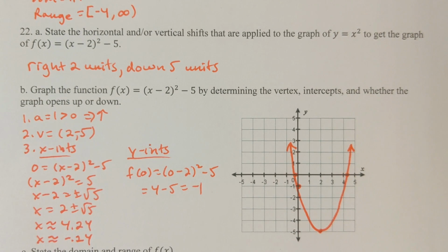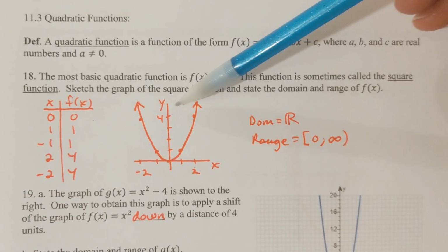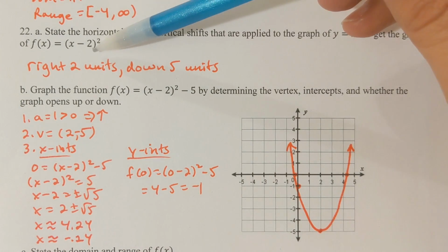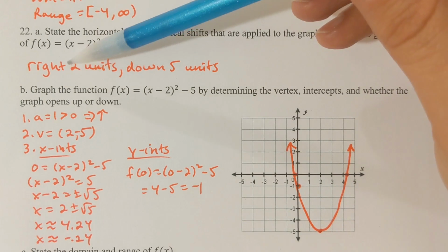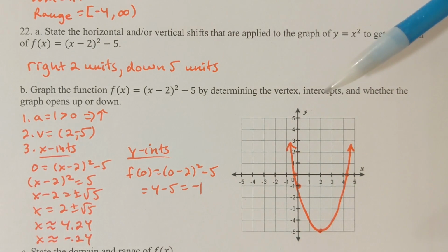Okay, state the horizontal and or vertical shifts that are applied to y equal x squared to get the graph of f of x equal x minus 2 squared minus 5. Okay, so the minus 5 means that I've got to shift y equal x squared down 5 units, and then the minus 2 means that I've got to go to the right, since that's a minus 2, go to the right 2 units.